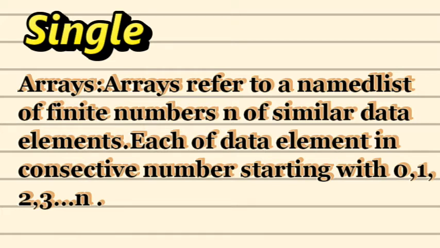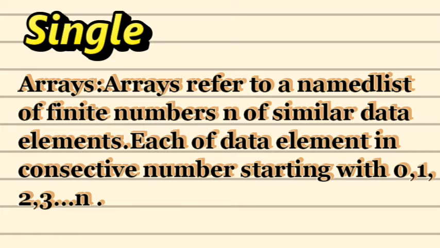As you can see on the screen also, this is the formal definition of an array. Each of the data elements can be represented by a set of consecutive numbers. The array usually starts with 0 and ends with n items. If you do not know how to define an array, you can check out my previous video. The link is at the top right corner, in the I button.